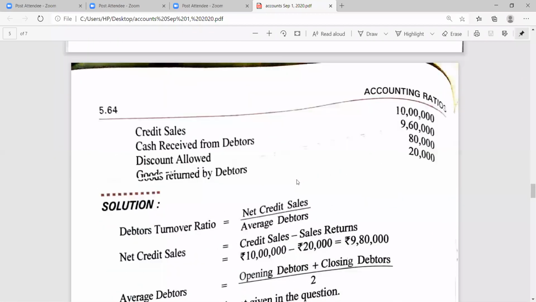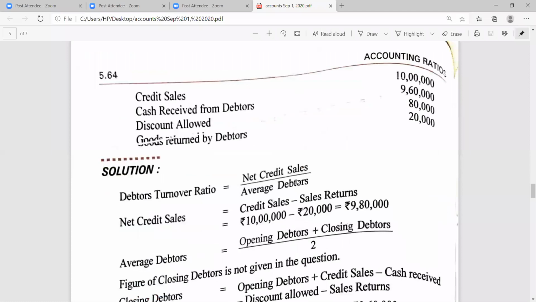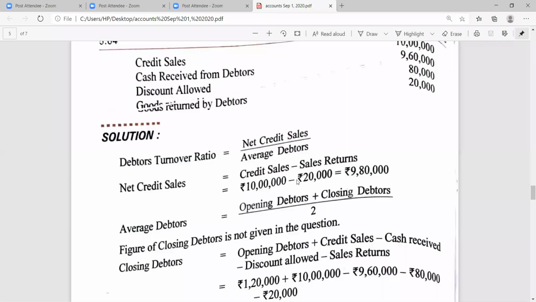See, opening debtors are with us. Credit sales during the year, cash received will be deducted. You have to add all those items which increase the debtors and deduct all those items which decrease the debtors during the year, and finally you will get your closing debtors. Add all those items which increase the debtors and subtract all those items which reduce the value of debtors. In this way, you can calculate the closing debtors.